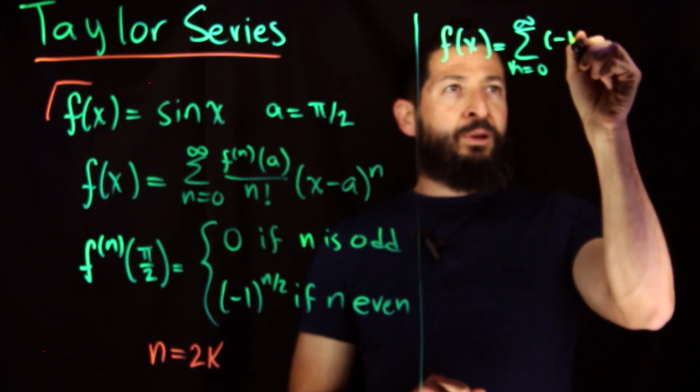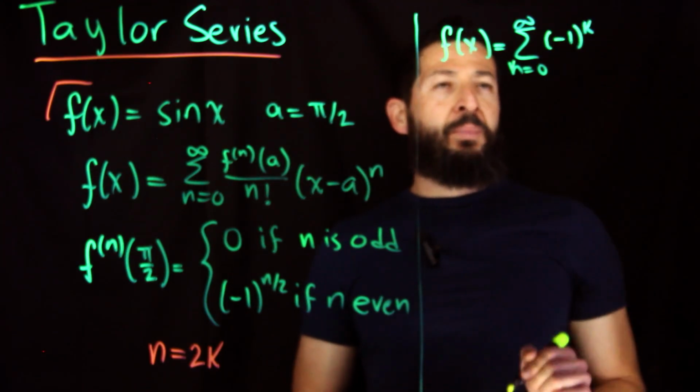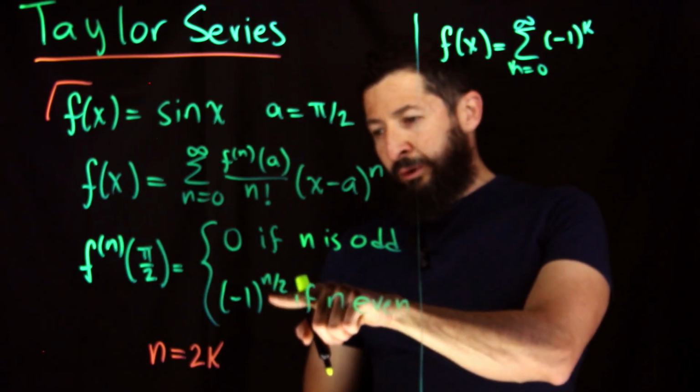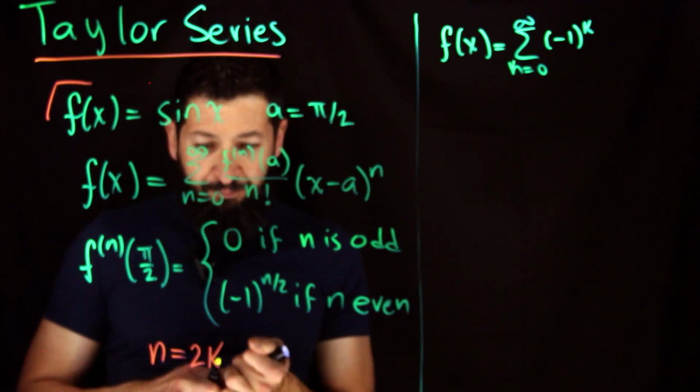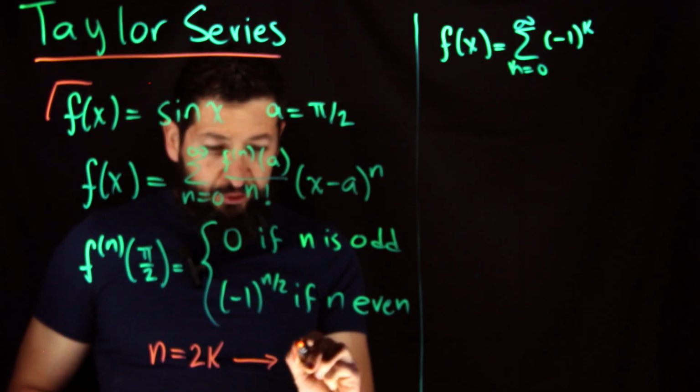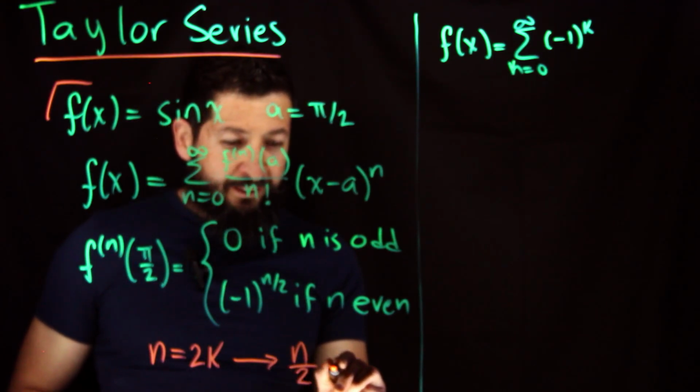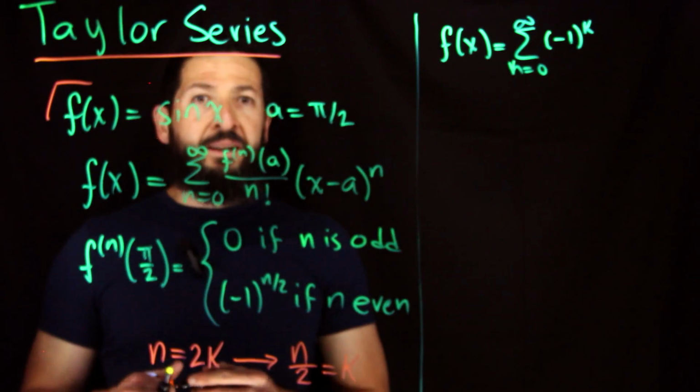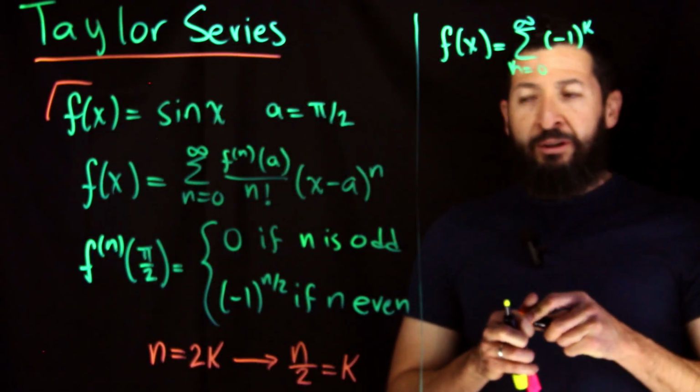So I'm going to have -1 to the k. That's going to be that n over 2. In fact, I can write it here: n over 2, when you divide it by 2 on both sides, it gives you k. And that's going to be the value we're going to be using.